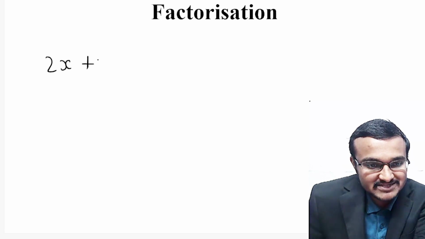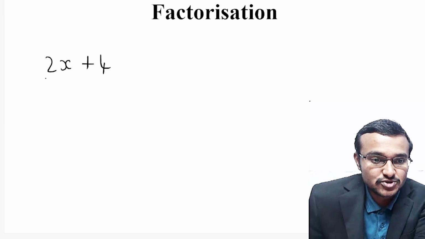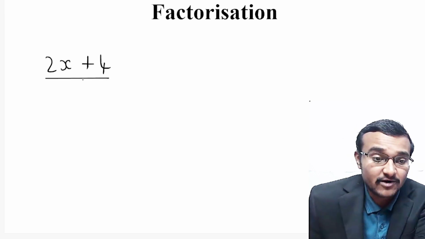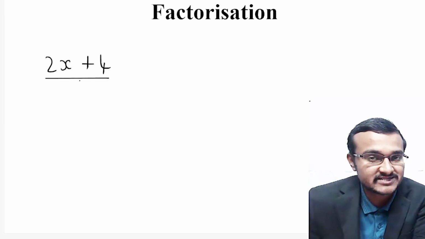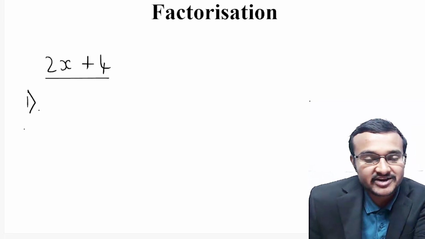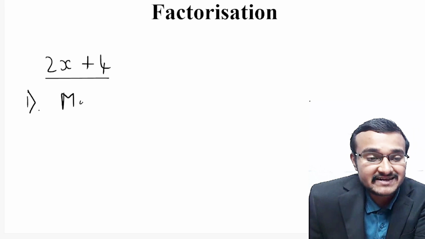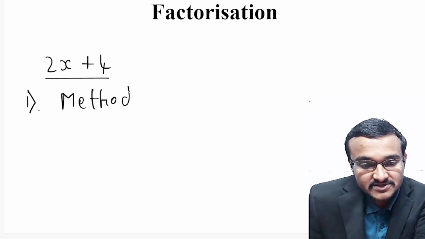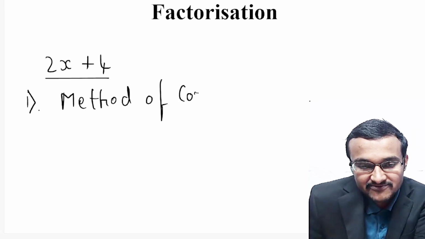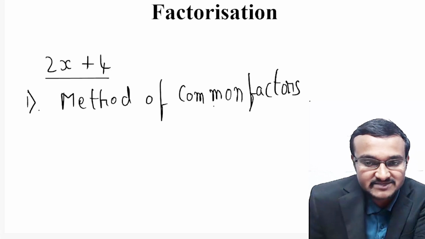So 2x plus 4 is one particular binomial. So here this is also an algebraic expression. Now how to find out factors of 2x plus 4? One particular method you can use to find out factors of this algebraic expression is known as the method of common factors.